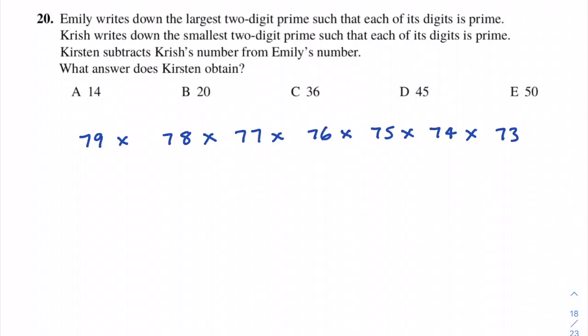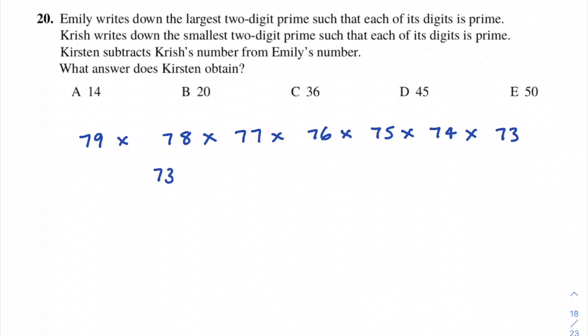73, it's not even. It doesn't end in a 5. It's not a multiple of 3. It's not divisible by 7. So it looks like 73 is prime. Okay, so we can say that 73 is the largest possible prime number that we can have, where both the digits 7 and 3 are prime. Now we need to find the smallest possible prime number.